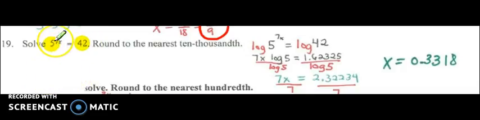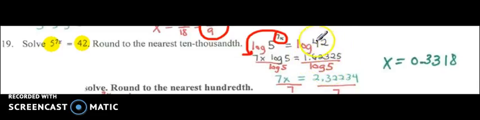On problem 19, I would factor these if I could. But 5's already prime. 42 will not give me factors of 5. So I can't factor them. But I can take the log of both sides. So I could take this 7x and use my log rules and bring it out front. I want to get x by itself. So I'm going to divide both sides by log of 5.